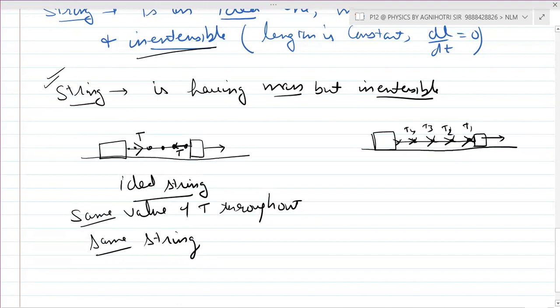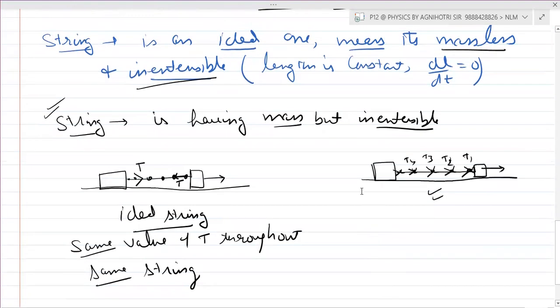It will be different. Why is it different? It's a part of the discussion which we will discuss a bit later. But right now, it is of major concern. If you say the string is massless and inextensible, then wherever you mark the point, the tension will be the same for an ideal string. But if the string has mass and is inextensible, then at every point of the string, the tension will be different, though it's the same string.